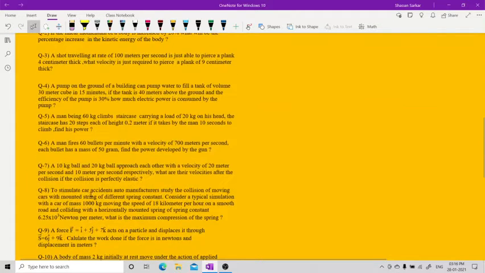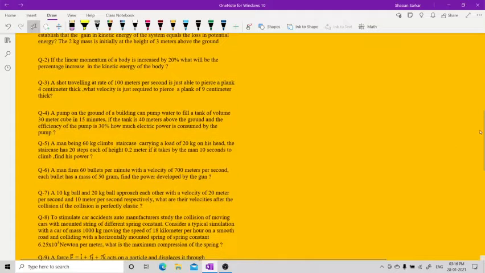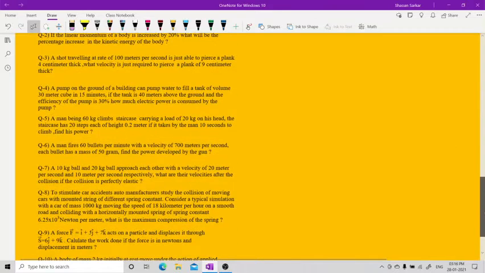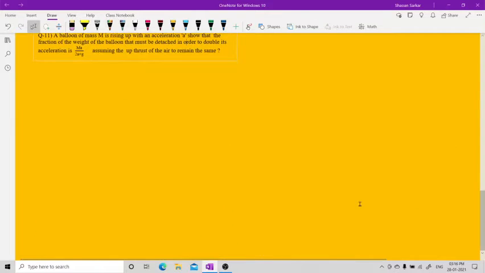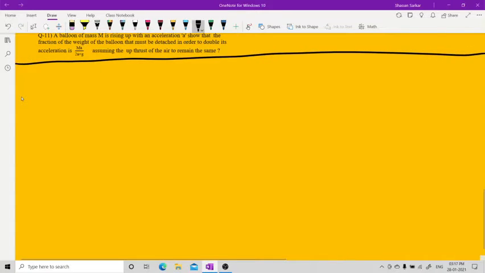Now we are going to understand what is called collision, first in one dimension, and then we'll do collision in second dimension, two dimensions I mean to say. Now let's start with collision in one dimension.